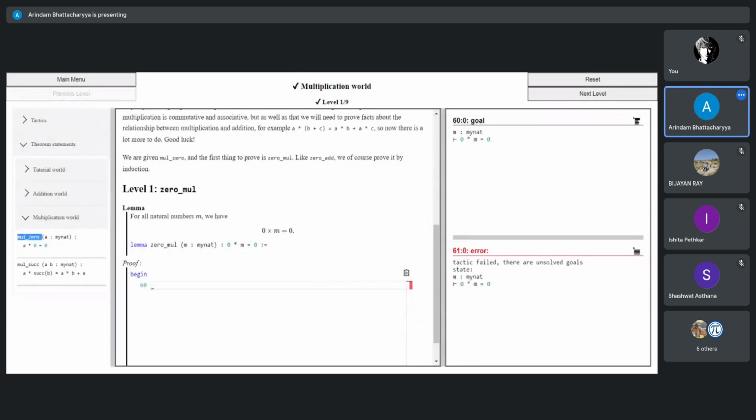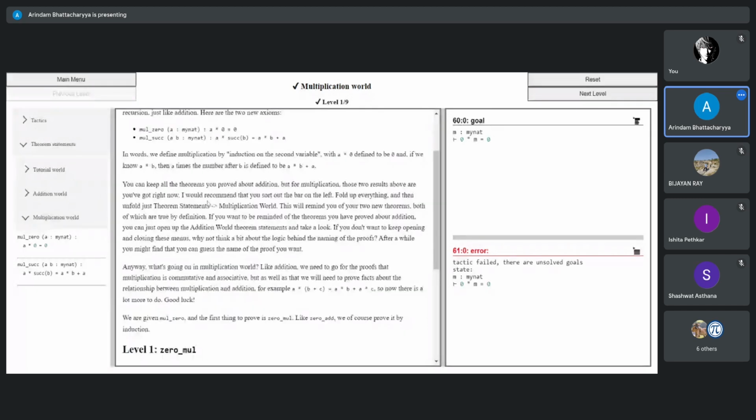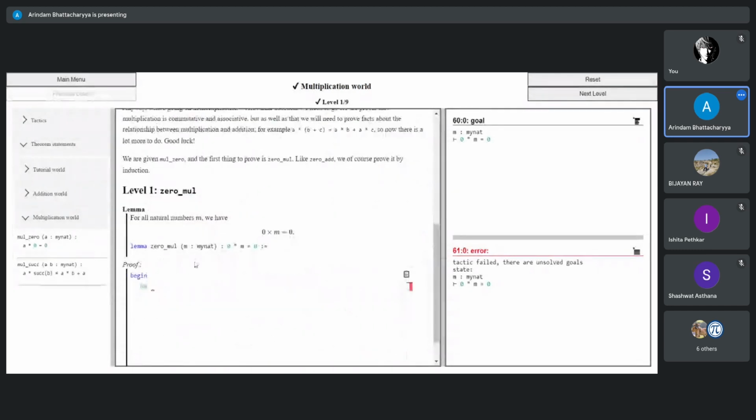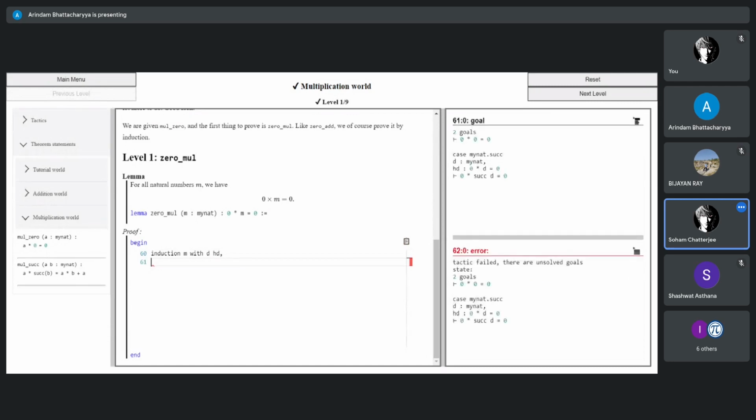So we have these two as well, right? Mul 0 and mul successor. So, anyone? The first line. First line is induction: induction a with d hd. Then, right now, RW mul succ.